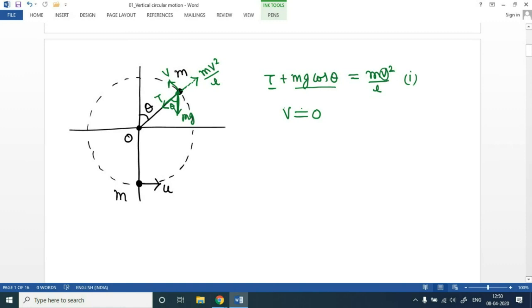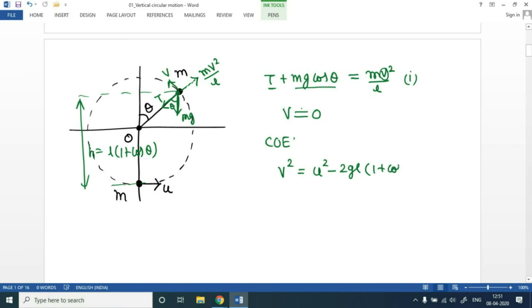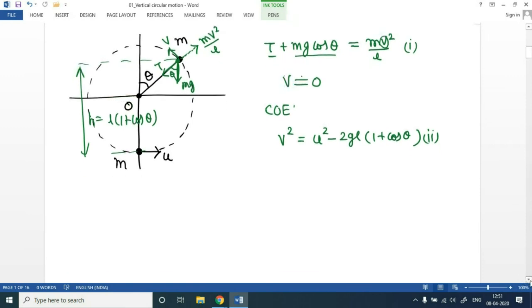And another equation, obviously, is the equation of energetics. This is the initial level, and this is the final level, and this time h is going to be L into 1 plus cos theta. So using the work energy theorem or conservation of energy, we can conclude that v square is equal to u square minus 2gL, and this time we will have 1 plus cos theta. These two equations will enable us to find the tension as well as the speed at some position if the particle is projected with some tangential velocity u at the lowermost point.